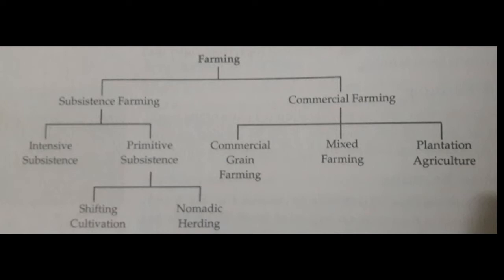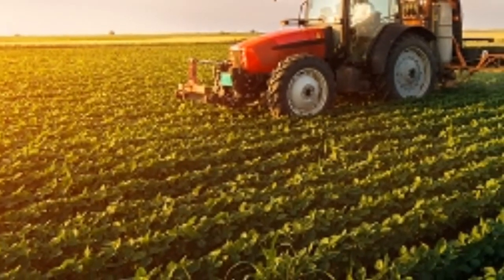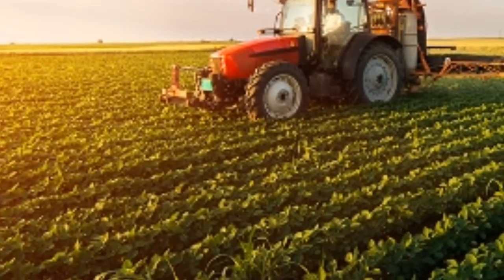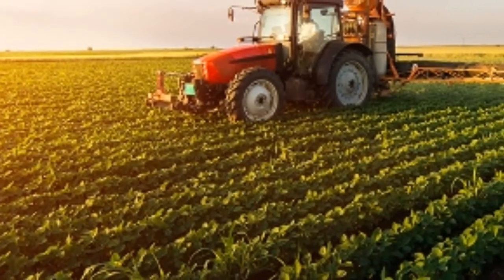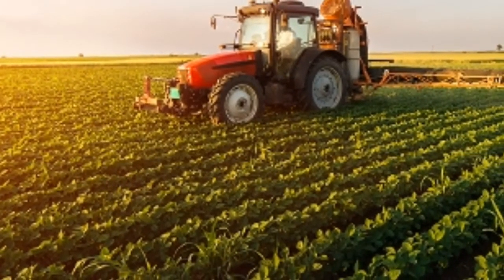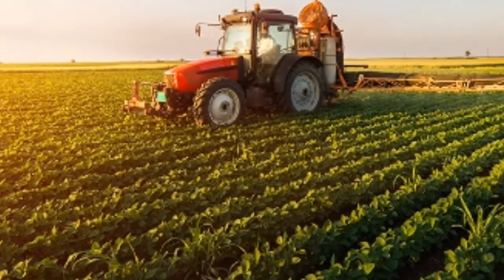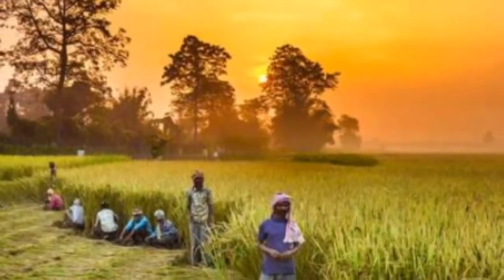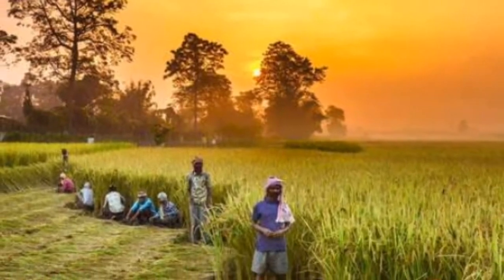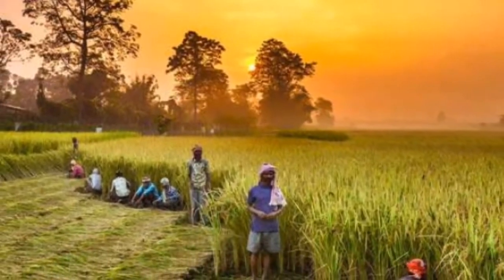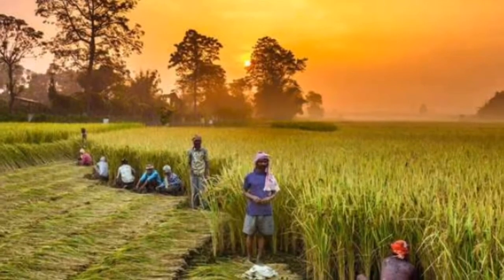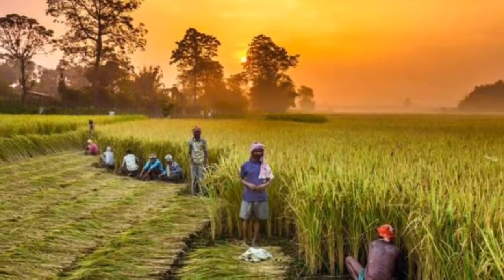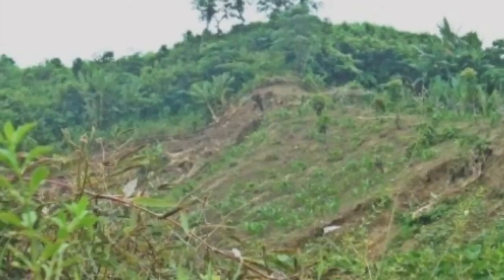So let's start. First category of subsistence farming. Intensive subsistence agriculture is practiced in the thickly populated areas of the monsoon regions of South, Southeast and East Asia. Primitive subsistence agriculture includes shifting cultivation and nomadic herding. Now let's start shifting cultivation.